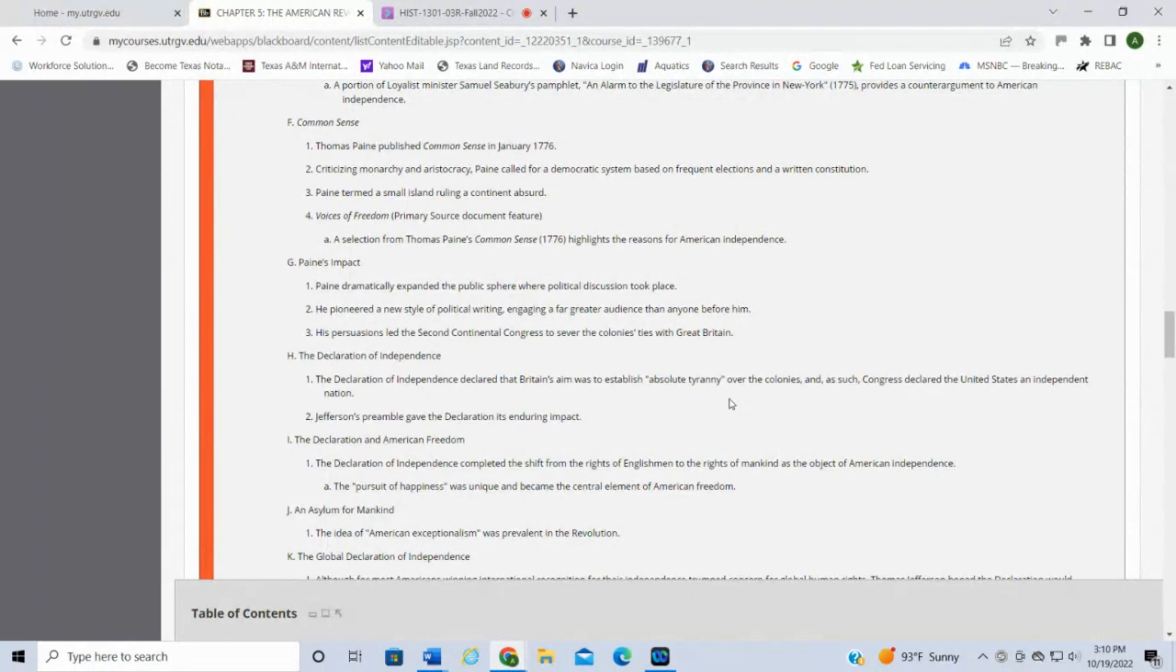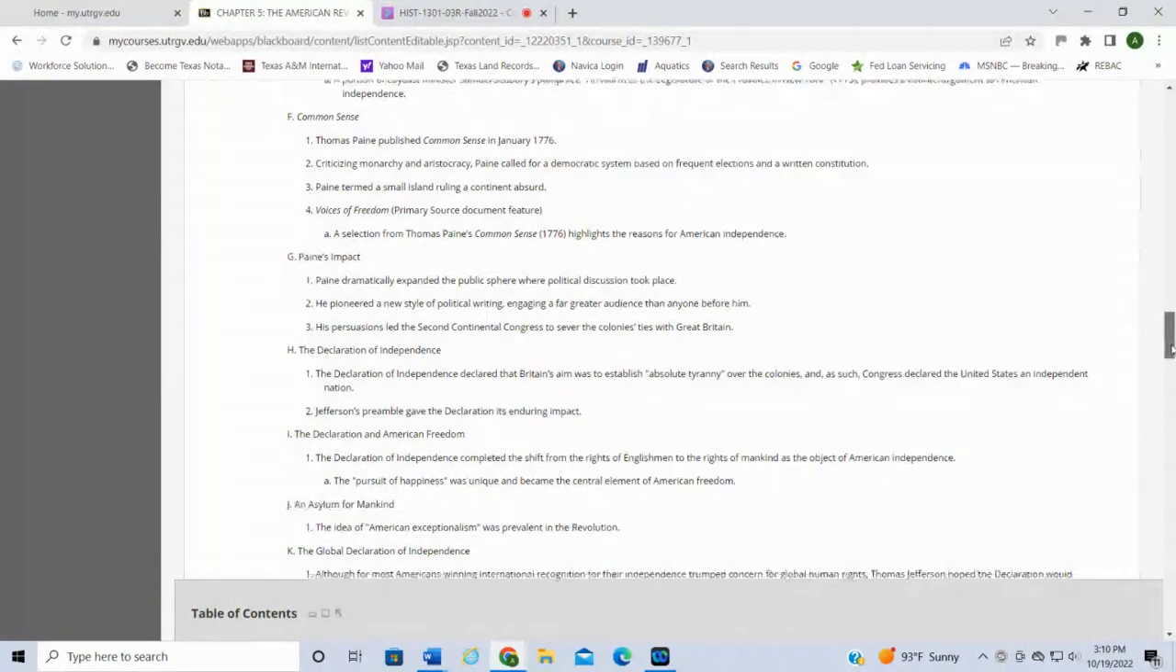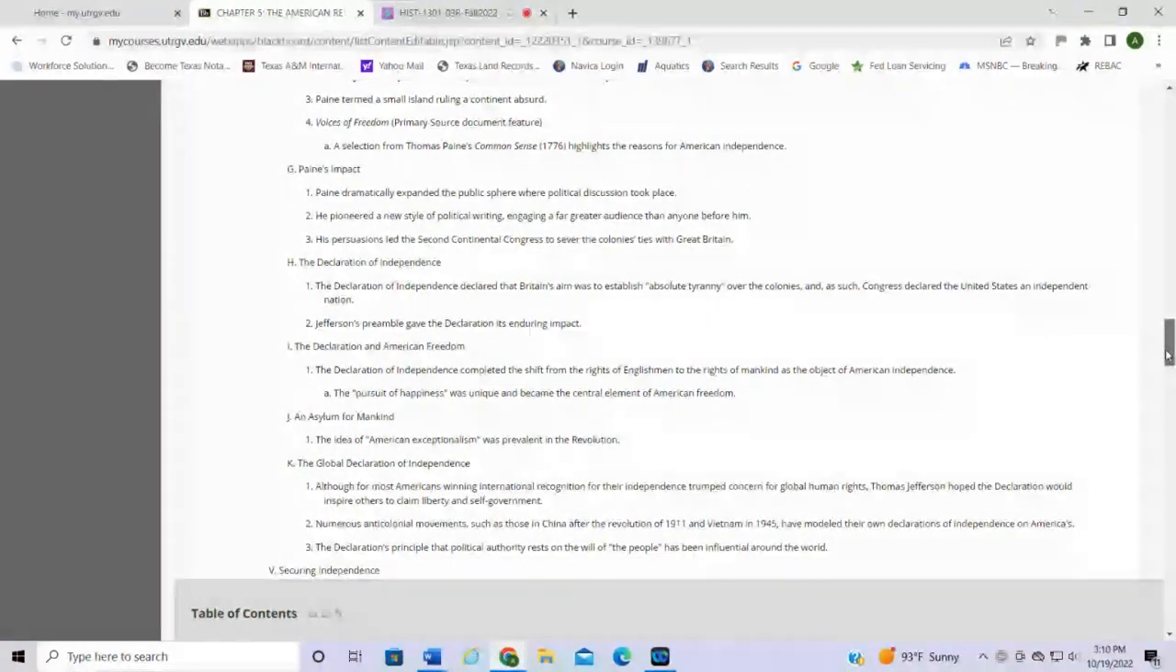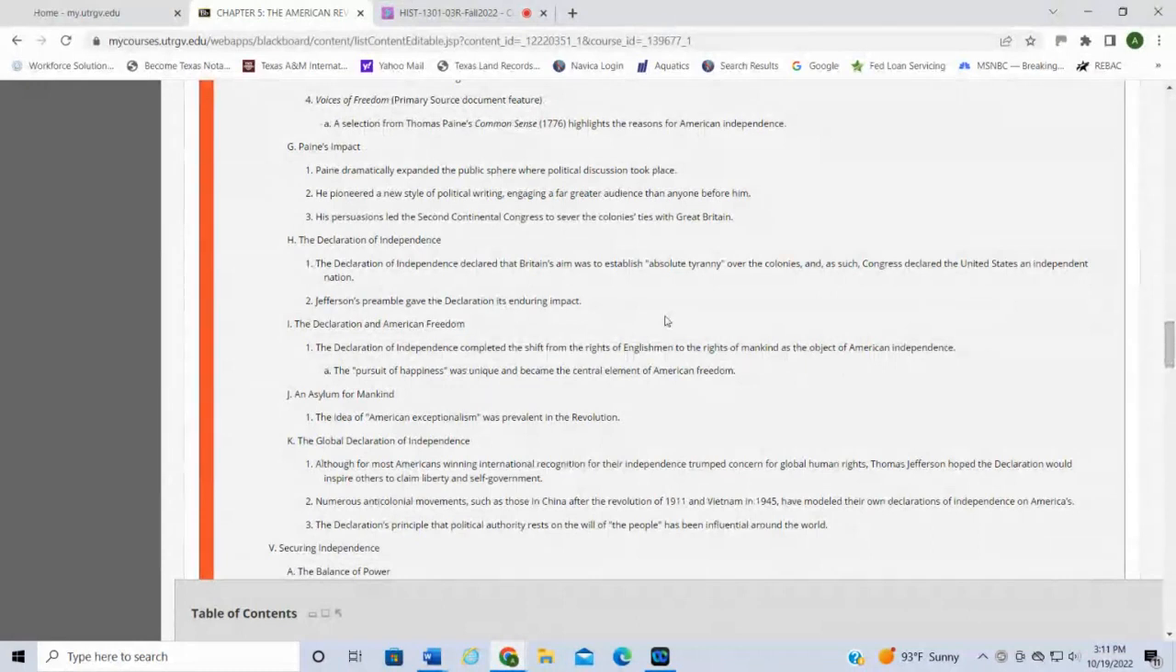Obviously, they declared their independence on July 2nd, and then the Declaration of Independence was written and accepted on July 4th. So of course, that's why we have our Independence Day, July 4th, 1776. Jefferson's preamble gave the Declaration its enduring impact. I mean, we all know this, right? We hold these truths to be self-evident, that all men are created equal, endowed by the Creator with certain unalienable rights.